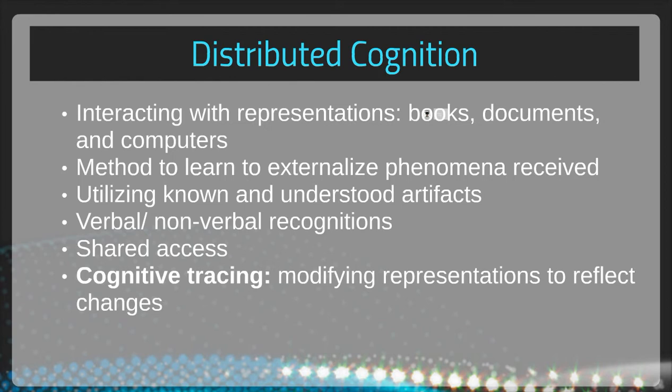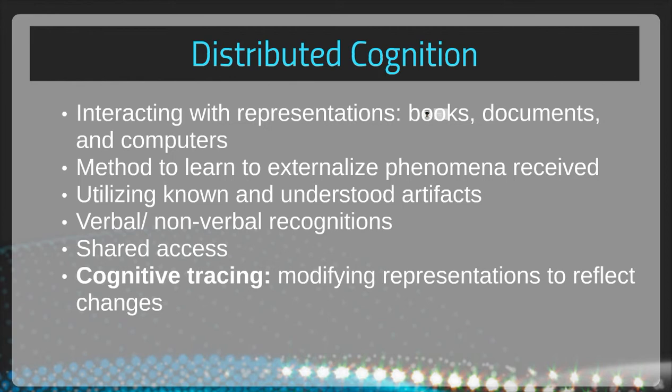Distributed cognition is simpler. Let's think of the way we look at things now in representations. We use books and documents and computers. We use file screens. We give users a method to learn, and more importantly, to externalize the phenomena they're receiving.